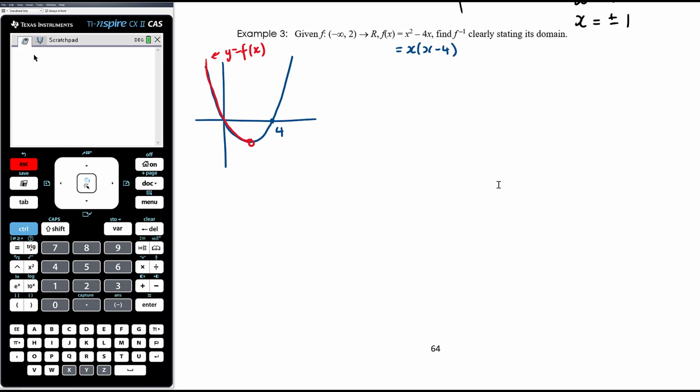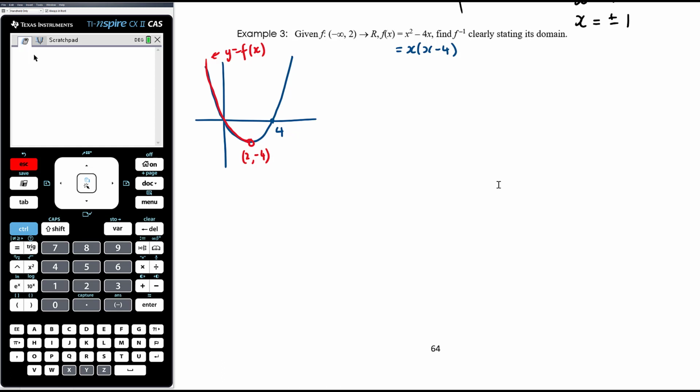We could work out this point, and actually we might, because we'll need it later. So when x equals 2, y is going to be 2 squared minus 4 times 2, so that's 4 minus 8, so negative 4. So the red graph is our function, f(x), and we want to find f to the negative 1 of x and clearly state its domain.